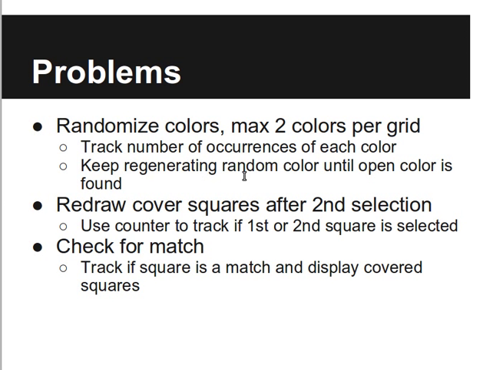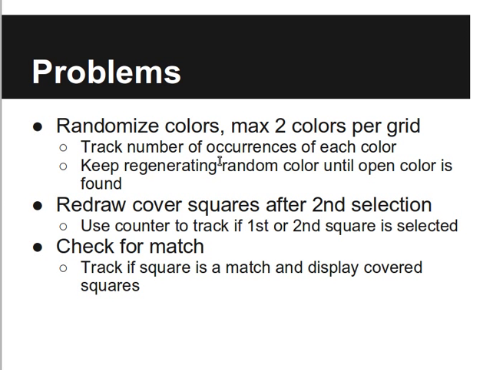When you try to make the match game, you're going to have to randomize colors. There's max 2 colors per grid. This means you're going to have to track the occurrences of each color. And then if the colors are already appeared twice on the screen, when you first populate the screen, you're going to need to keep generating a new random number until an open color is found, which means you have to track all the colors that have been found.